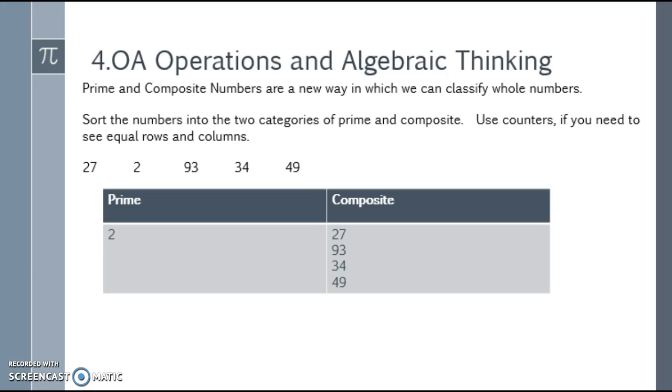The only prime number in our list is 2. The others are composite. Some examples: 3 times 9 is 27, 3 times 31 is 93, 2 times 17 is 34, and 7 times 7 is 49.